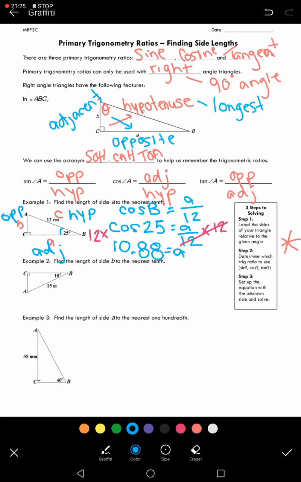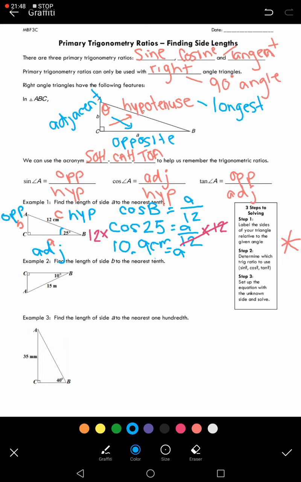Okay, oh, and the question actually says to the nearest tenth, so what we would actually do is round that to just 10.9, because a tenth is just 1 decimal point. So we have now 10.9 equals A, and we're dealing with centimeters, so we want to include that.